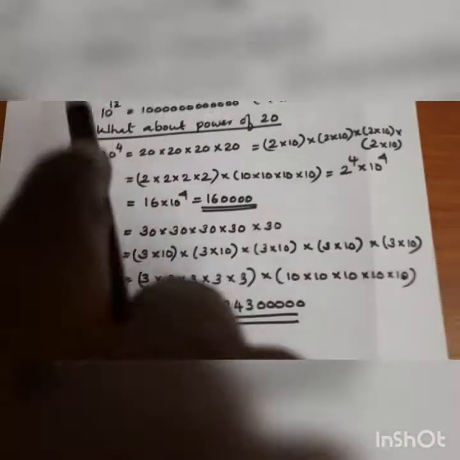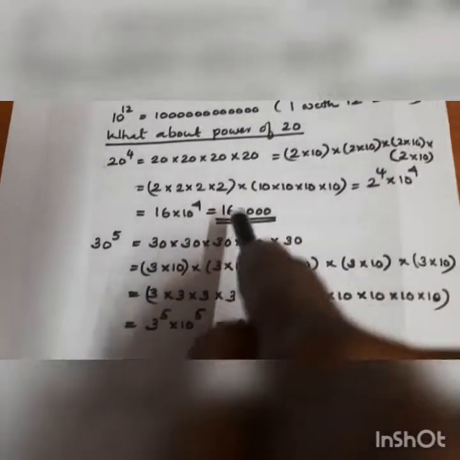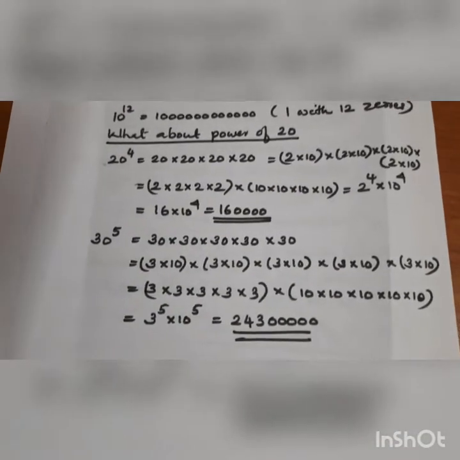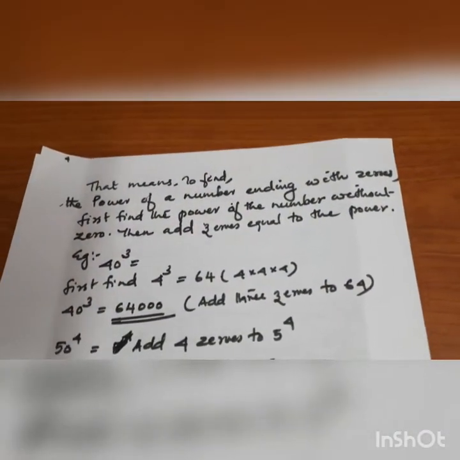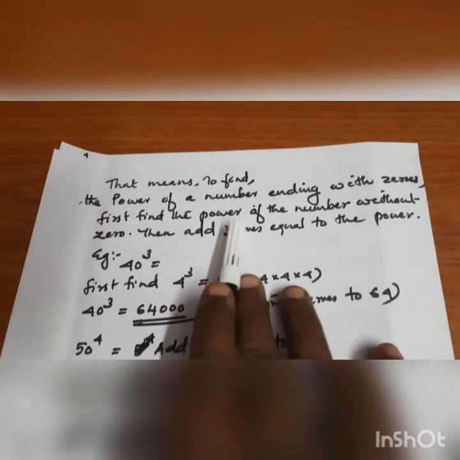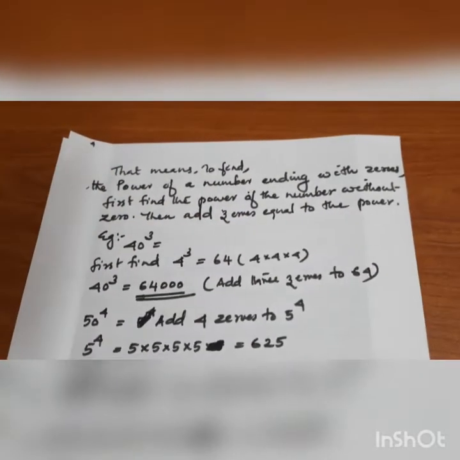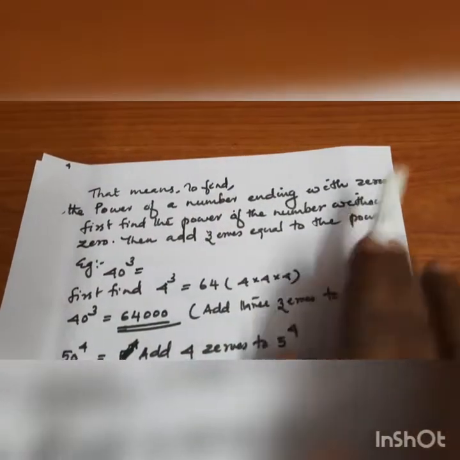Okay. Then 30 raised to 5. 30 into 30 into 30 into 30 into 30. Then 30 can be split as 3 into 10. Then group the 3's and group the 10's. Then write as the power of 3 and the power of 10. 3 raised to 5 is 243 and add 5 zeros. Isn't it? Okay, you can understand it. That means to find the power of a number ending with zeros, first find the power of the number without 0. Then add zeros equal to the power.